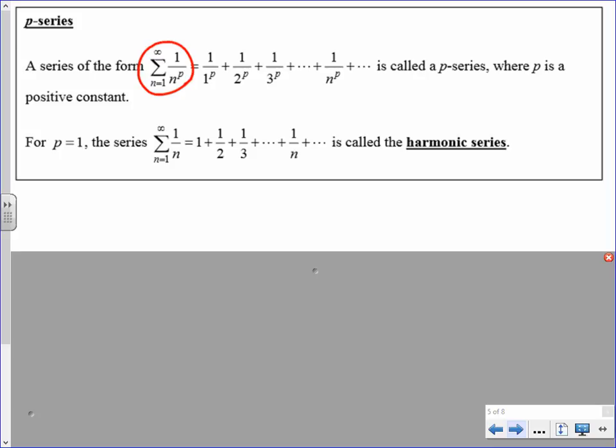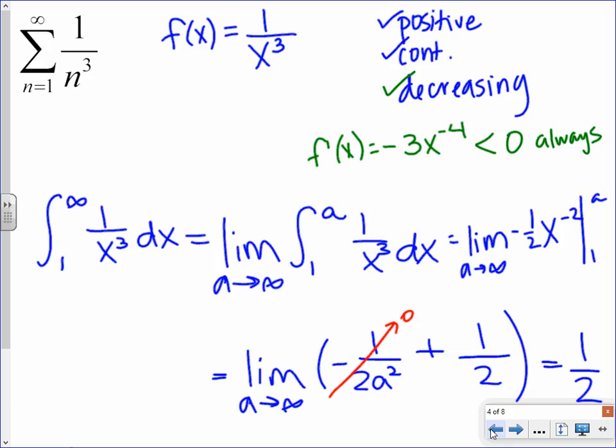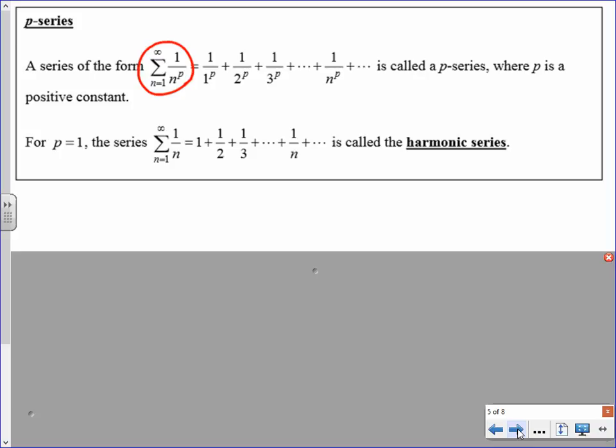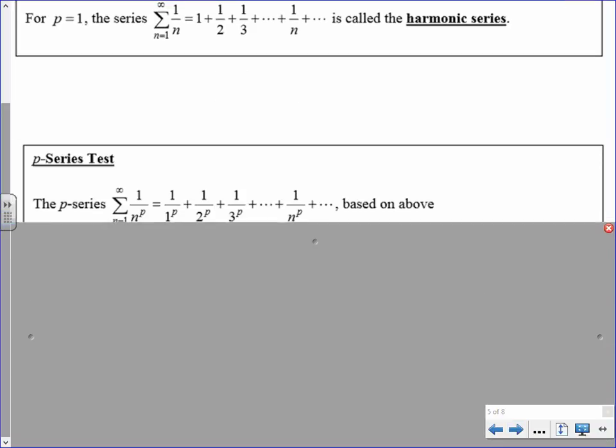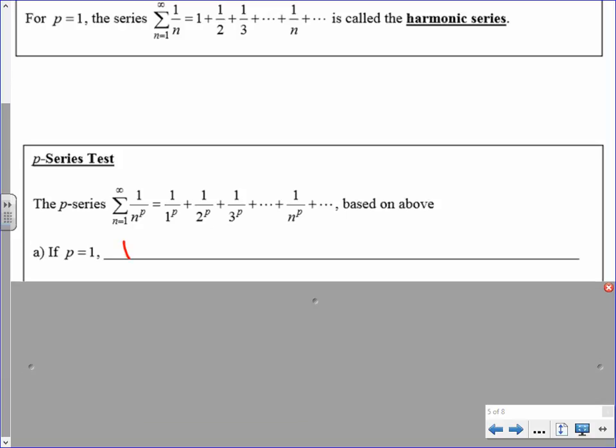Basically, if we can recognize that it's a P series, then we're going to know based on the P for power whether it's going to converge or diverge. As I mentioned over here, if this was 1 over x to the first power, our antiderivative would be natural log. And if we look at the limit as a approaches infinity of natural log, that goes to infinity. So to answer your cliffhanger, if P is 1, our series diverges.